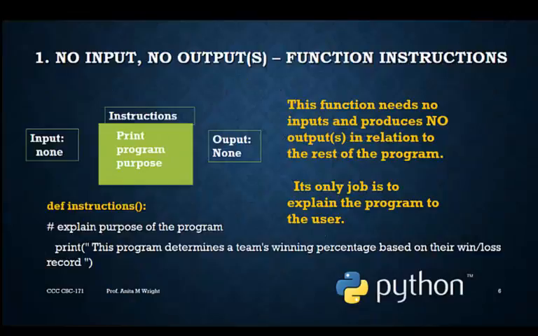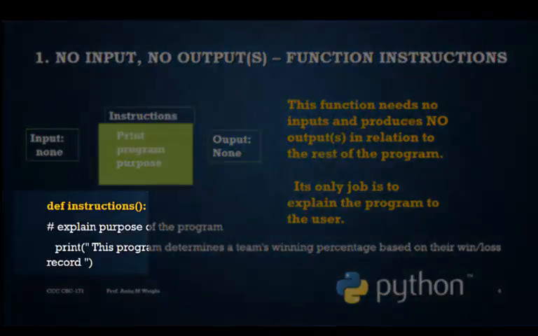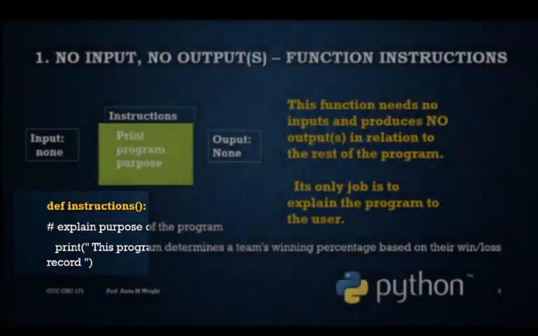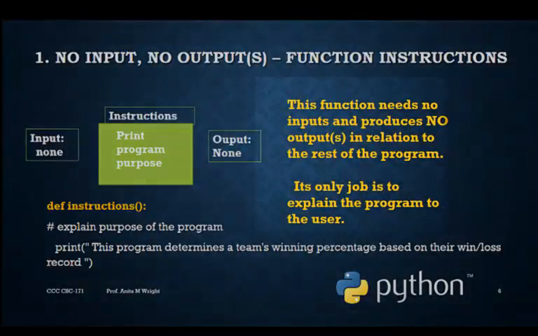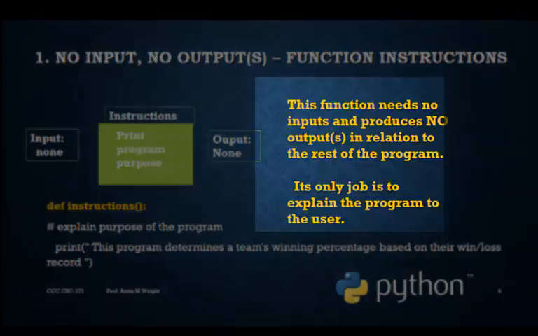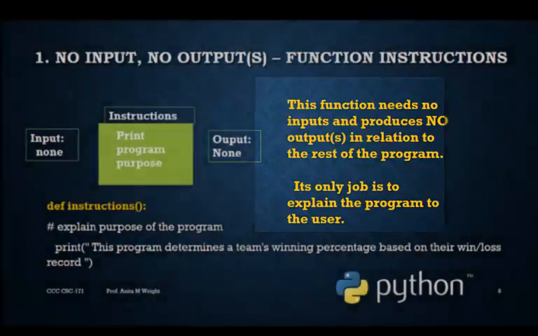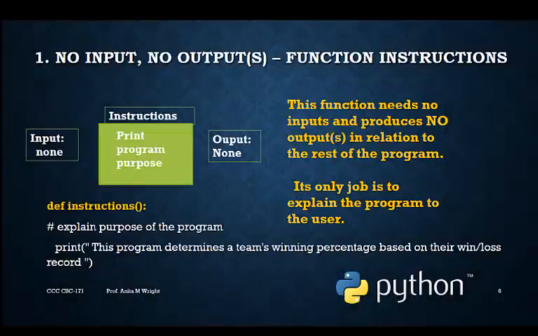The first one we will examine is the no input, no outputs, strictly processing. This is useful when we are providing instructions to the user. This function needs no inputs and produces no outputs in relation to the rest of the program. Its only job is to explain the program to the user.